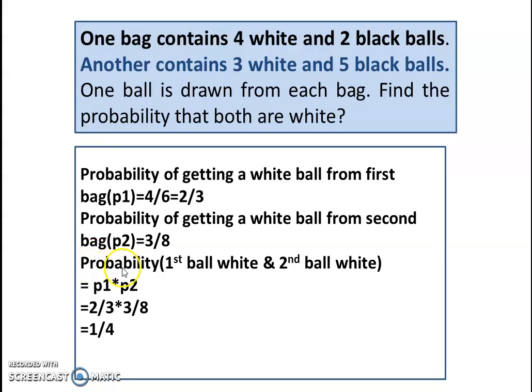Now we need to find the probability that both balls are white. So in this case, first ball is white and second ball is also white. We need to find the probability. So we replace AND with multiplication as we discussed in part 1. So required probability will be 2 upon 3 into 3 upon 8 and that is equals to 1 upon 4. So 1 upon 4 is the required probability.